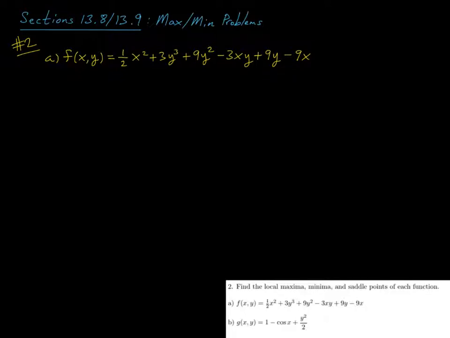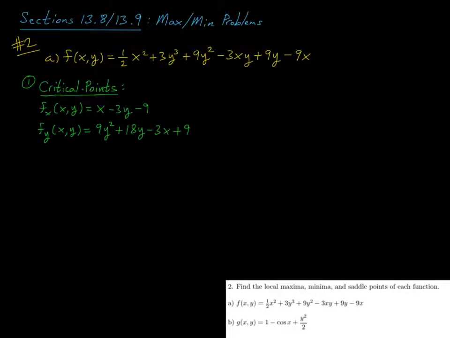All right, so we'll go ahead and start out by finding the critical points. So we find the x derivative of f and the y derivative of f here and here. And we'll find those critical points by setting these partial derivatives equal to 0. Now to solve this system of equations, I'm going to solve for x in this top equation. So x is 3y plus 9. And then I'm going to substitute this expression, 3y plus 9, in for x in this second equation.